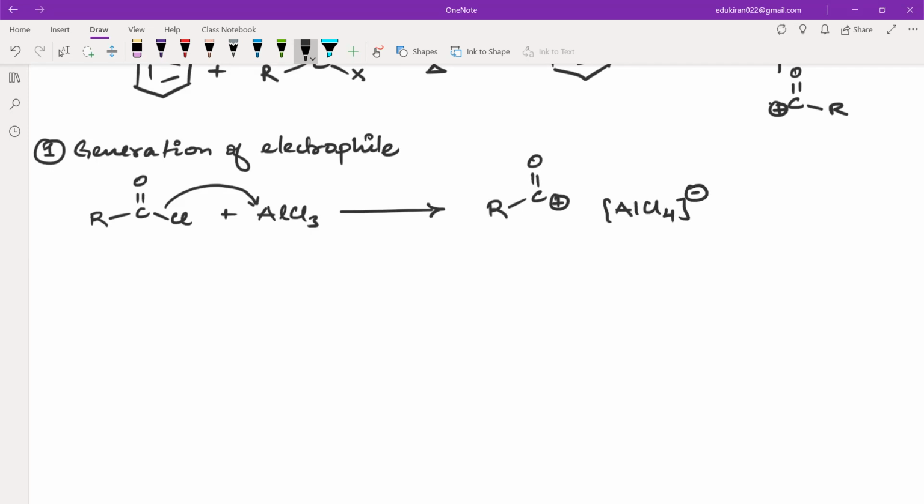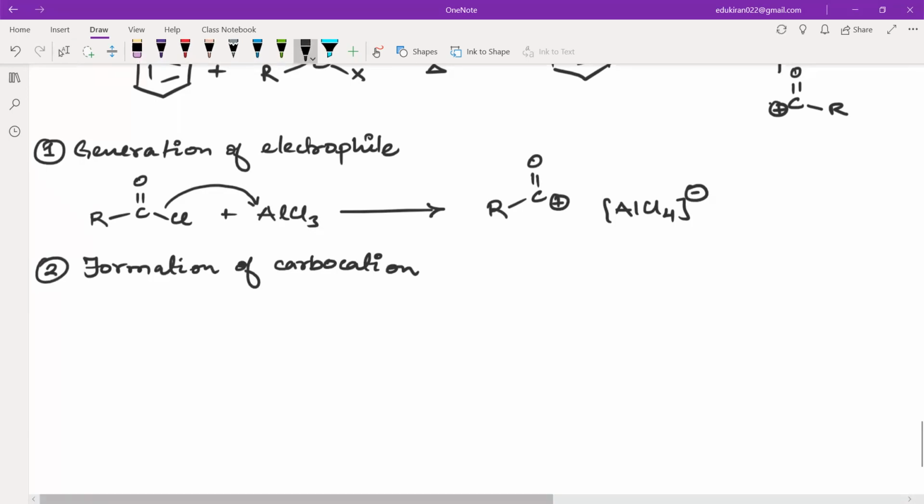Now, the next steps are similar. That is, after generation of electrophile, we will be getting formation of carbocation, and the last step will be loss of proton.